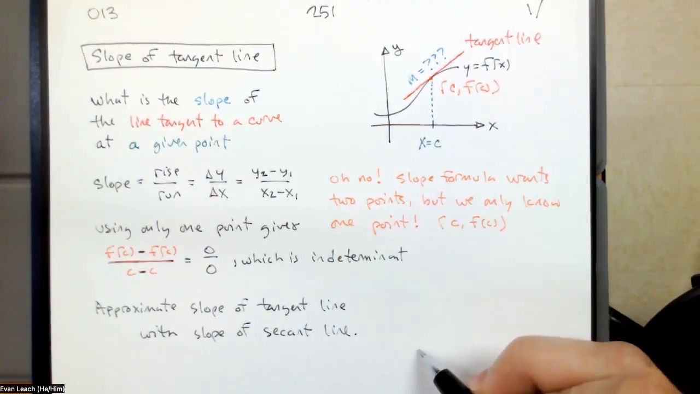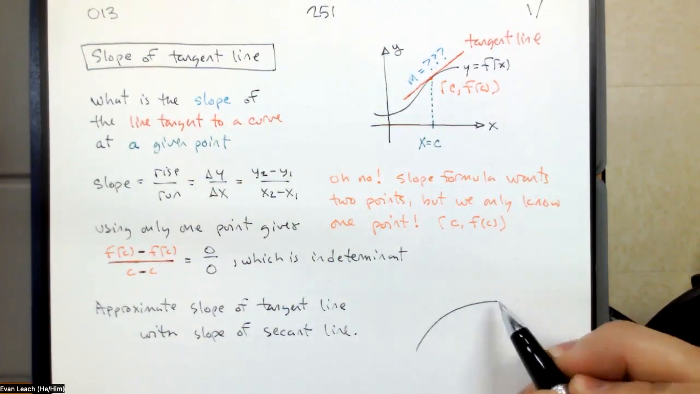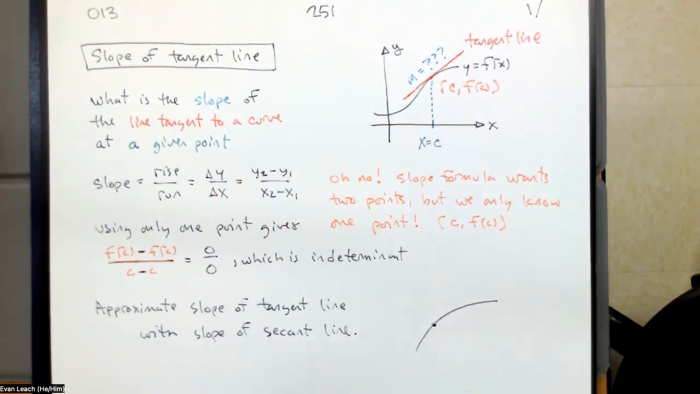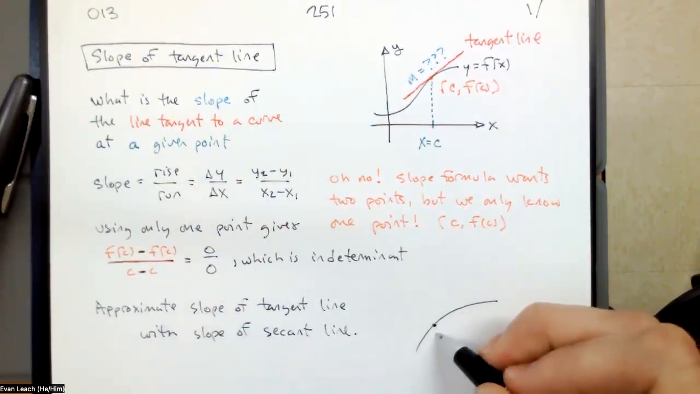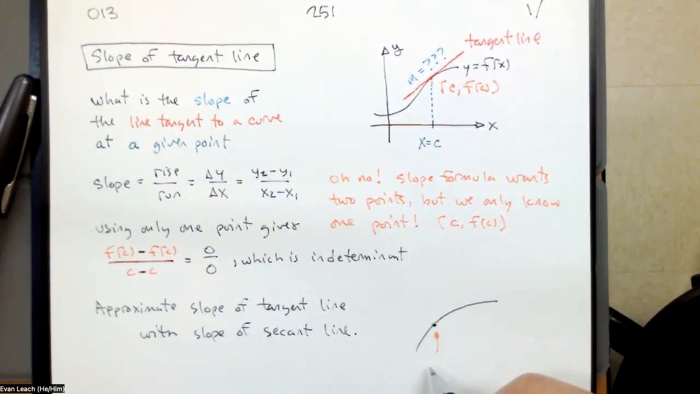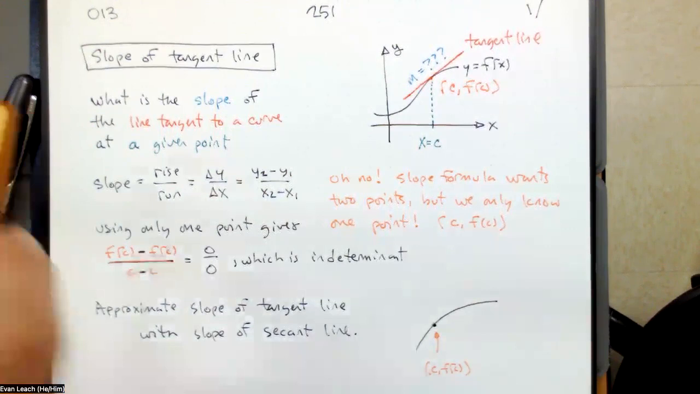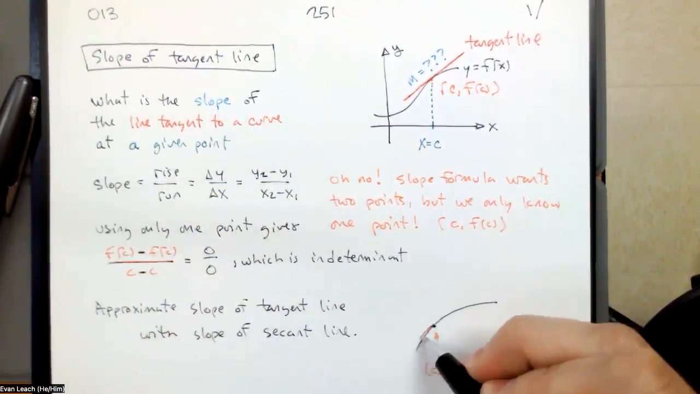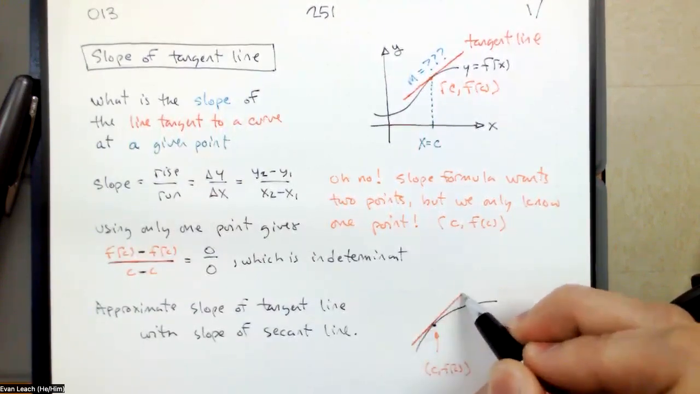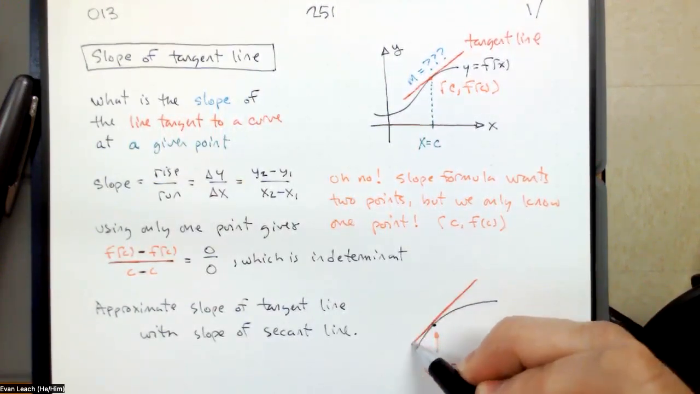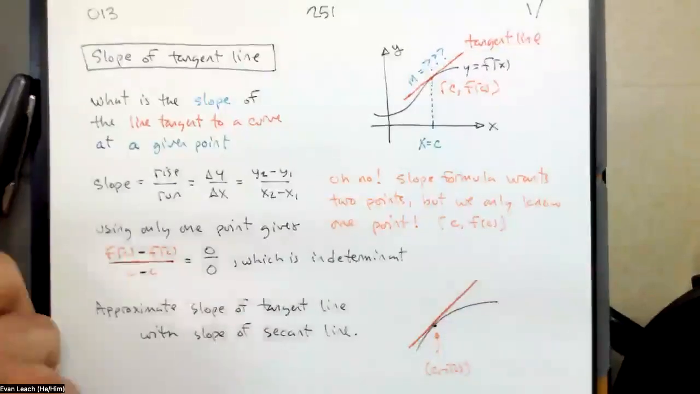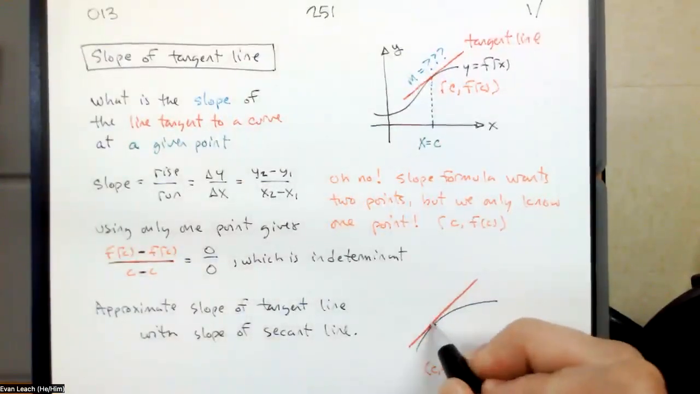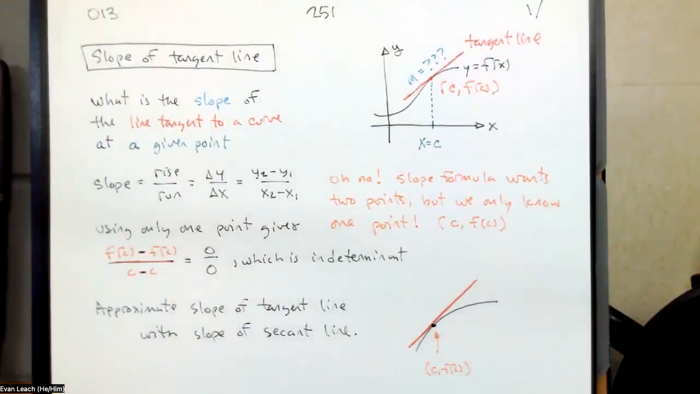So on our curve, we've got this point c and f of c, whatever it happens to be. And that's where we're interested in the slope of the tangent line. Problem was, we can't do a slope formula with just 1 point. So we're going to use 2 points.